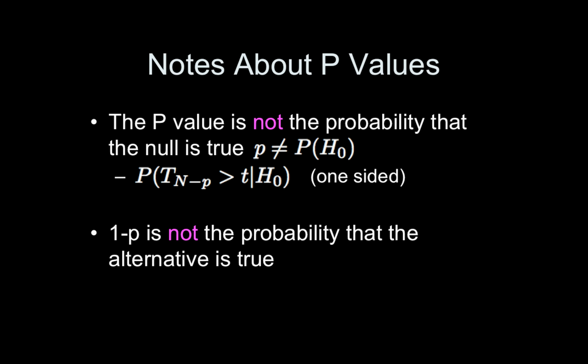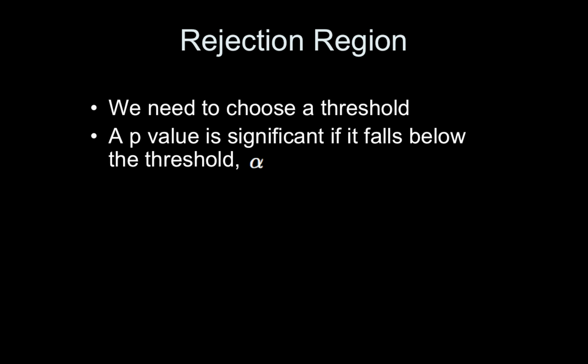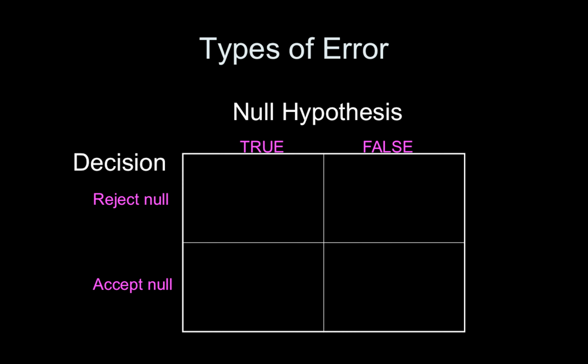Okay, notes about the p-value. The p-value is not the probability that the null is true. It is, again, this conditional probability: assuming the null is true, observing my statistic or something larger. Therefore, 1 minus p is not the probability that the alternative is true. Right, so for the rejection region, we have to choose a threshold, and a p-value is considered to be significant if it falls below that threshold, alpha, and typically we use alpha equal to 0.05.